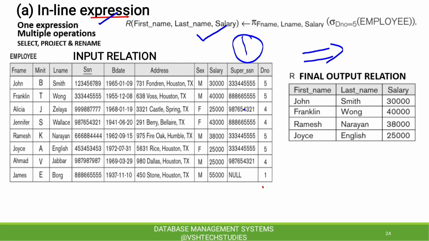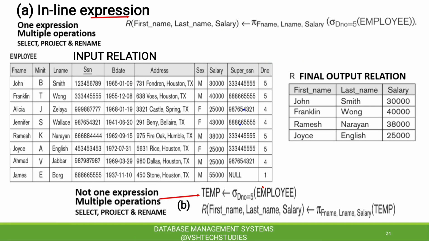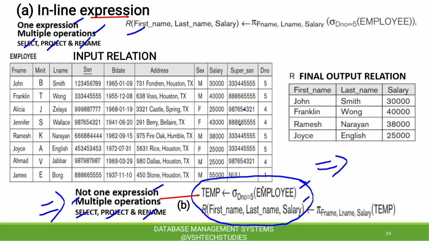Next we shall see evaluation of the second concept with an example, that is of intermediate relations and renaming of attributes. In the inline expression, only one expression was representing multiple operations, that is select, project and rename. For that, the equivalent is not one expression but multiple expressions taken for the same multiple operations, that is select, project and rename. So these two we shall take, analyze and evaluate next with the example. Okay.